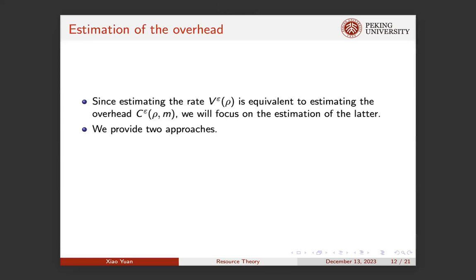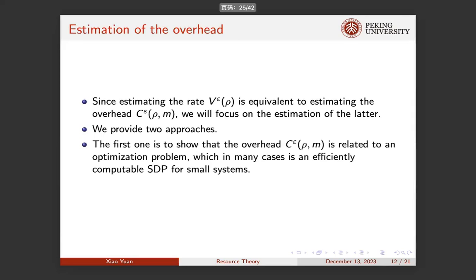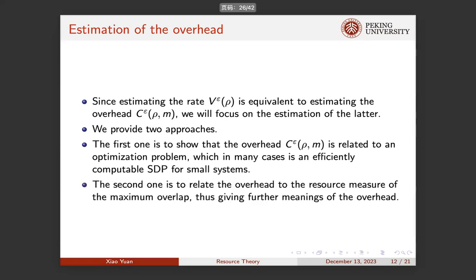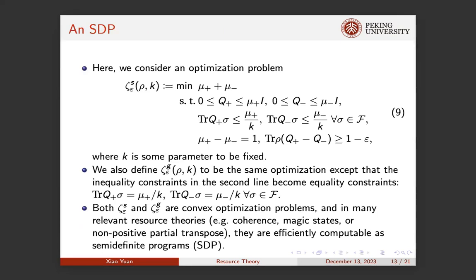And in our work, we provide two approaches. The first one is that we convert the overhead to an optimization problem, and in many cases the optimization becomes an efficiently computable SDP. The second approach is that we convert the overhead to some resource measure, which is the maximum overlap with the target state. So we also give an operational meaning to the overhead function. Let's then move on.